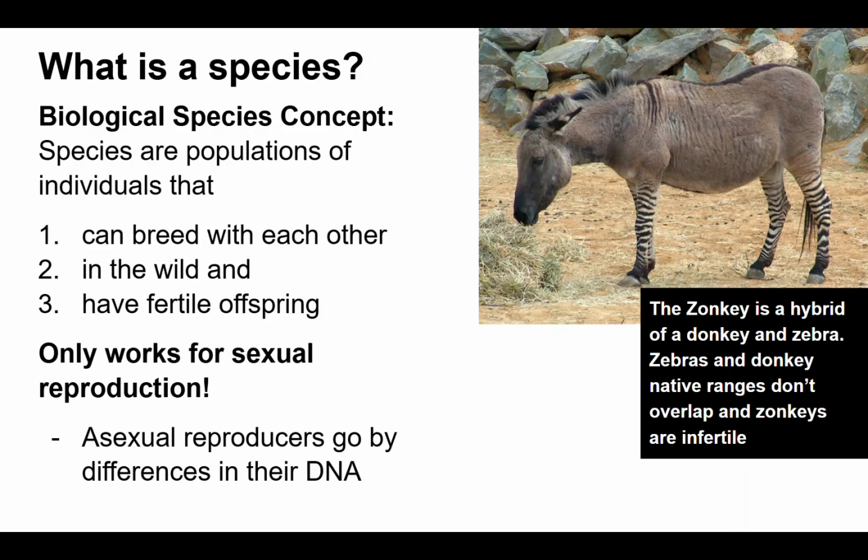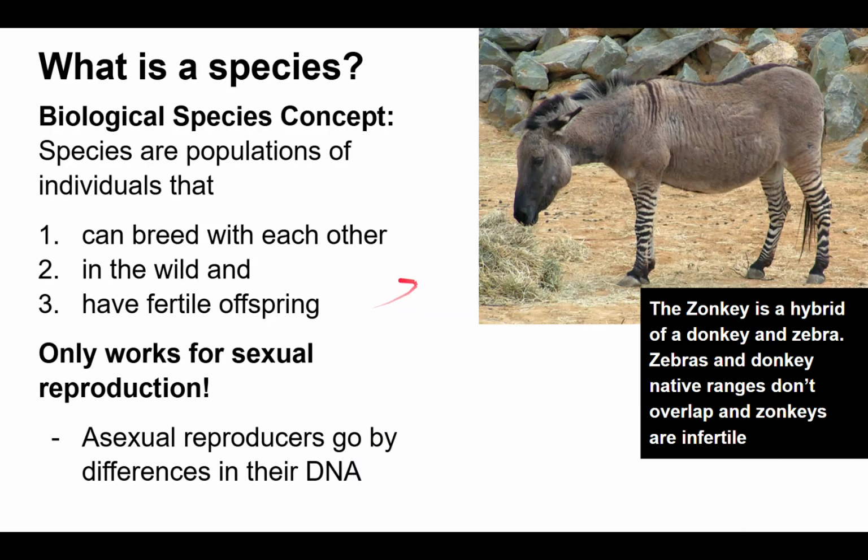The classic definition of a species is something called the biological species concept, where species are populations of individuals that can all breed with each other in the wild and have fertile offspring, right? So they need to be able to breed with each other. They need to be able to do that in the wild. Just in the zoo is not good enough. And they need to have fertile offspring.